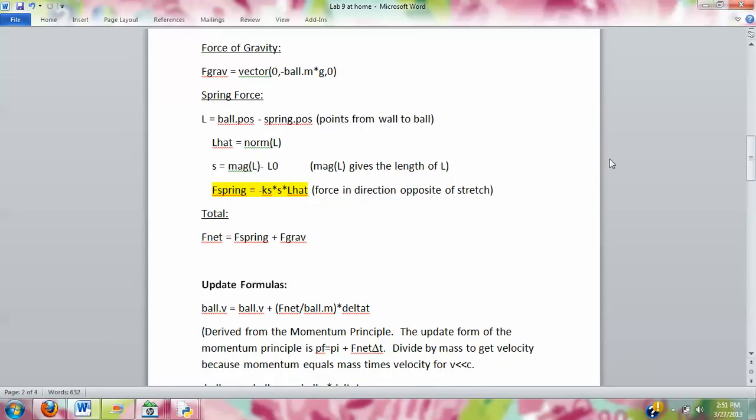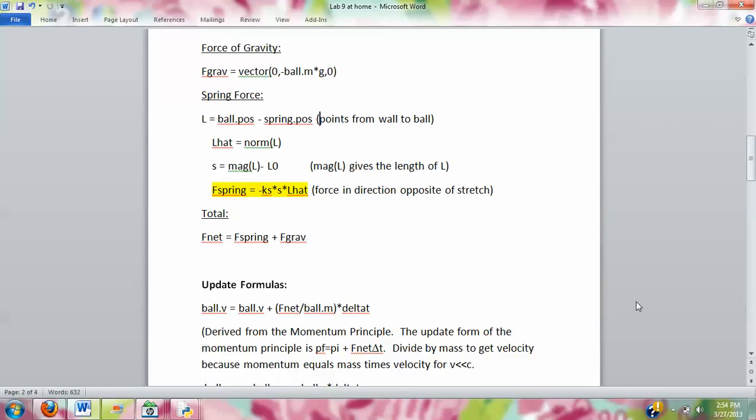L is defined as the vector pointing from the attachment point of the wall to the ball. It is found by taking the position of the ball minus the spring position. The magnitude of the L vector is the length of the stretched spring. Therefore, the stretch of the spring can be found by taking the magnitude of L minus the initial length of the spring. The magnitude of the spring force is equal to the stretch of the spring times the spring constant. This magnitude of the spring force can be multiplied by negative L hat to represent that the force is in the direction opposite of the stretch.